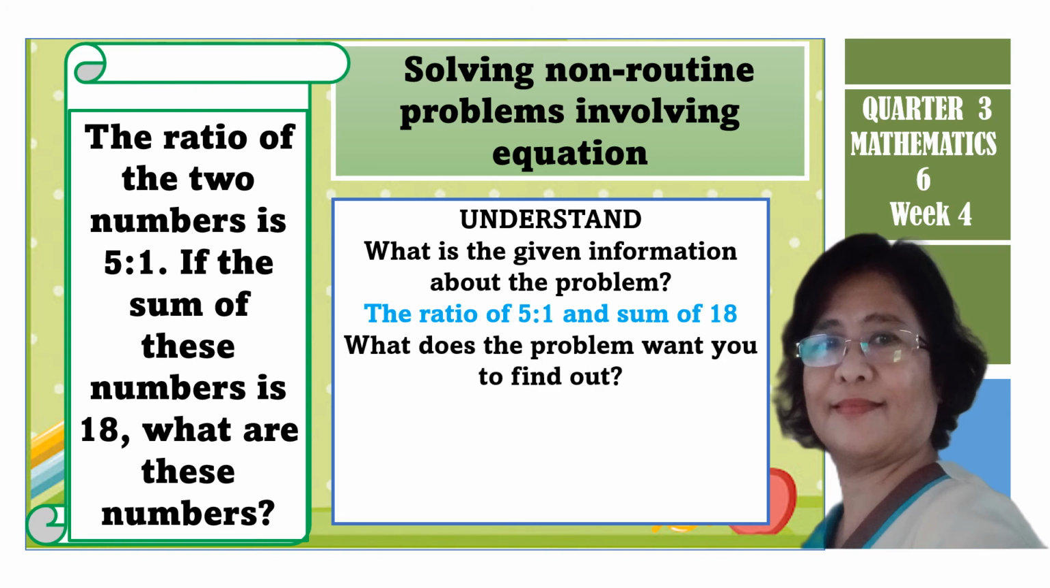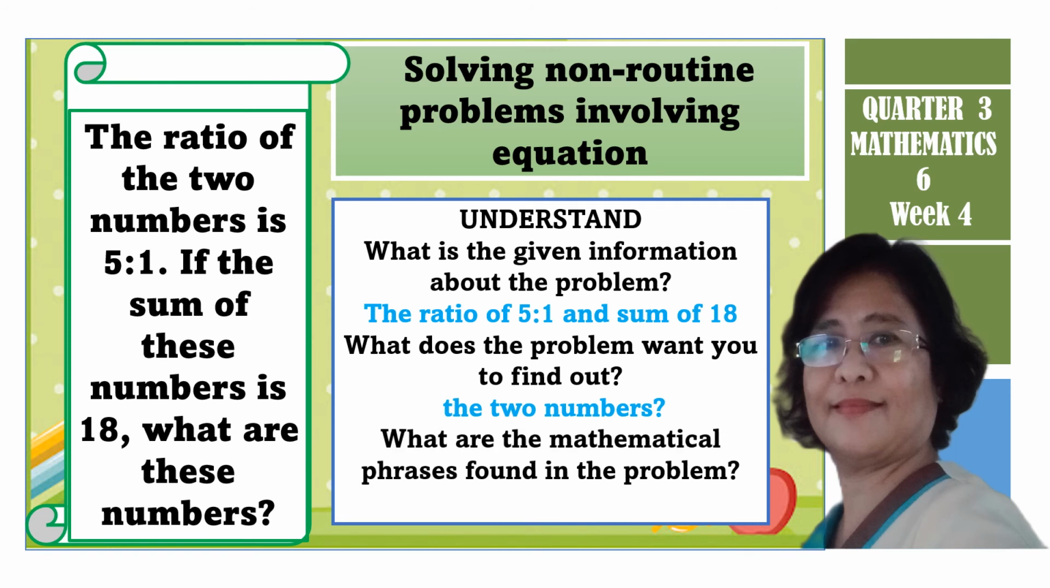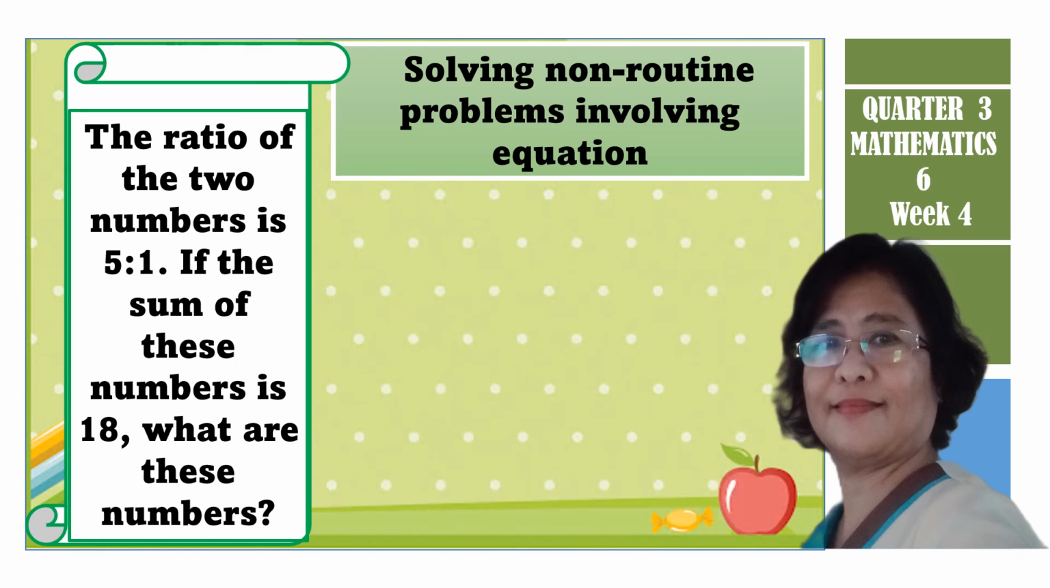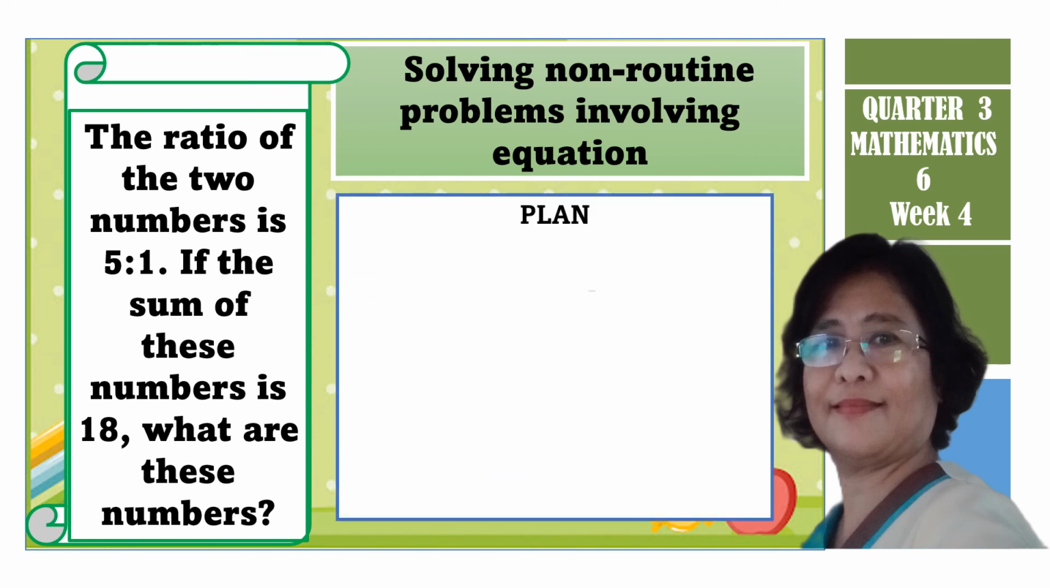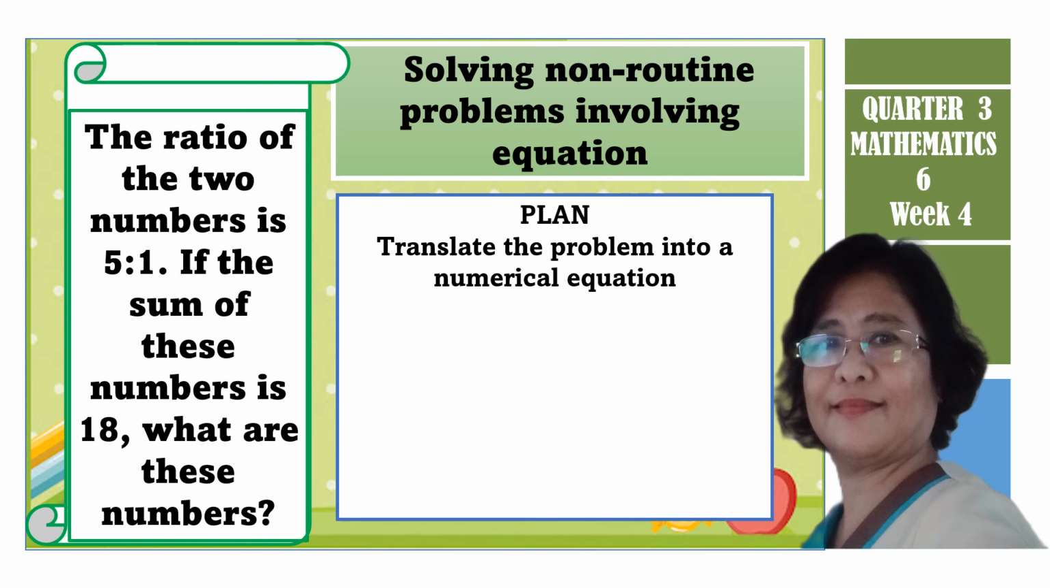Then, what does the problem want you to find out? So we're asked to find the two numbers. Then what is the mathematical phrase found in the problem? So we have the sum and ratio. Now the next step is planning. Let us now translate the problem into a numerical equation. So we have 5n + 1n = 18.